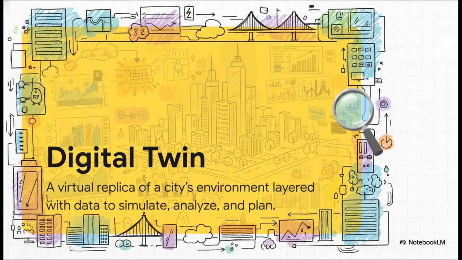So to put a formal definition on it, a digital twin is a virtual replica of a city's built and natural environment, and it's layered with real-time and historical data. This lets us simulate, analyze, and plan how the city actually works. It's so much more than a map. It's like a sandbox where planners, engineers, and really anyone can test out big ideas, see what might happen, and understand their city in a totally new way.